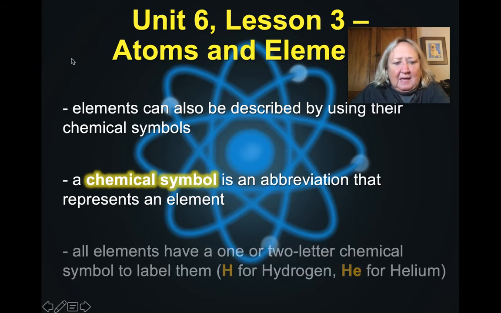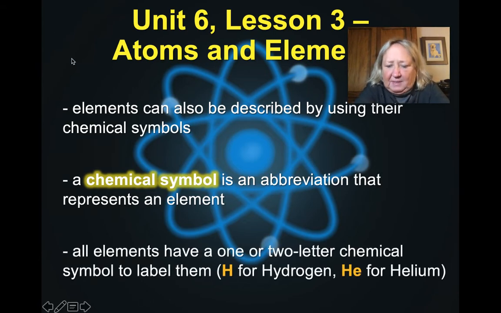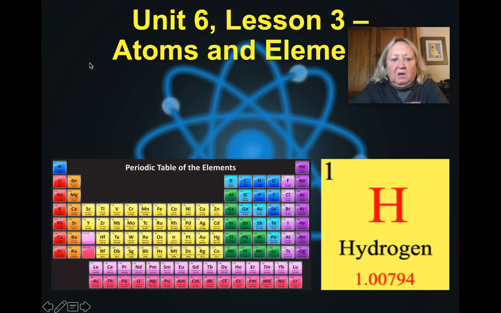And all elements that have ever been found or discovered have a 1 or 2 letter chemical symbol to label them. For instance, H for hydrogen, He for helium, and it goes on and on and on. N for nitrogen, O for oxygen. Okay?